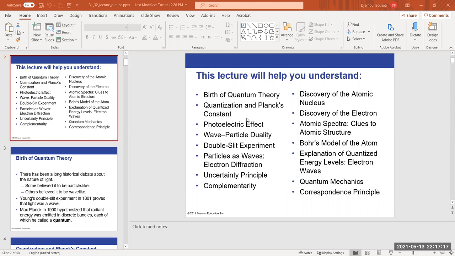So, explanation of quantized energy levels, the electron waves, and then quantum mechanics and the correspondence principle. The correspondence principle is the one that connects classical mechanics and quantum mechanics, in the sense that in the limit when the sizes become too big, then we rederive, if you wish, classical mechanics, F equals ma, and everything that we learned up to this point. Quite a big thing.